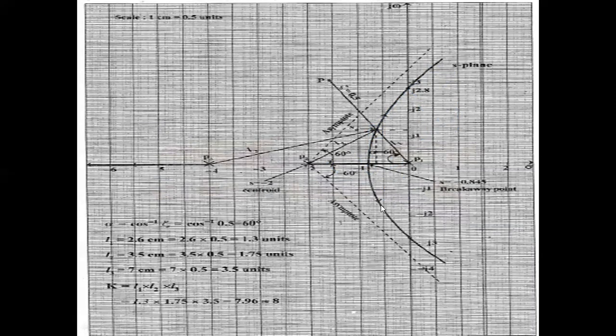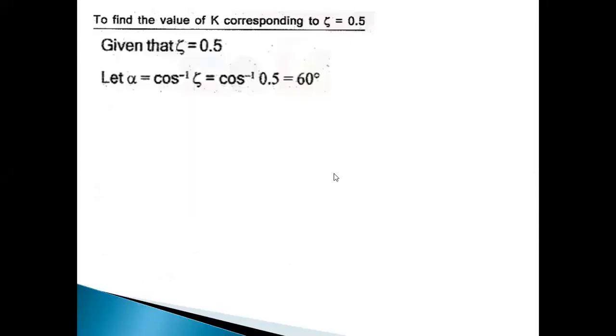So our aim is to find out zeta equal to 0.5. How will you get this? Which is nothing but simply, alpha we have to calculate. Alpha is equal to cos inverse of zeta. So for zeta equal to 0.5, you will get 60 degrees. Alpha value you will get 60 degrees. That is simply what we observe in the figure.